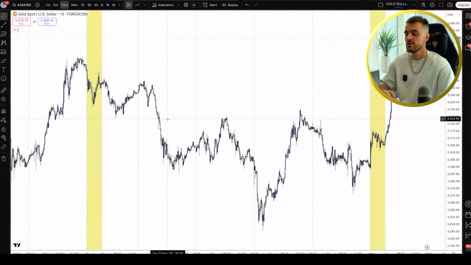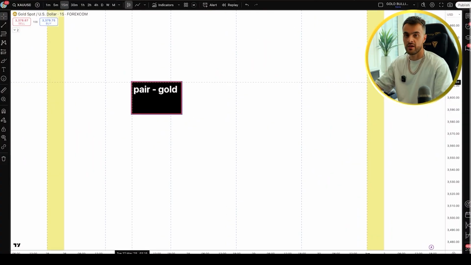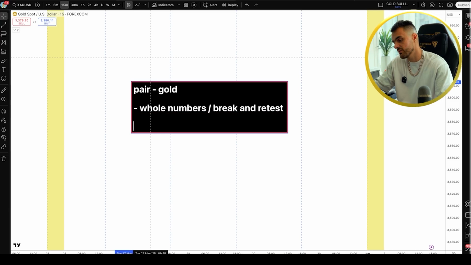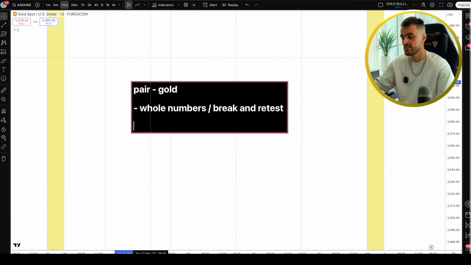So when it comes down to backtesting, you want to pick your pair that you're mainly going to focus on, the main thing you trade. You guys who follow me on YouTube know we primarily focus on gold. And we talk a lot about the whole numbers. I like gold because it's really simple to focus on these two things, whole numbers and break and retest. Break and retest, as simple as it is, gold does it a lot on different time frames. So that's the strategy we're gonna be focusing on, whole numbers with break and retest, or break and retest with whole numbers.